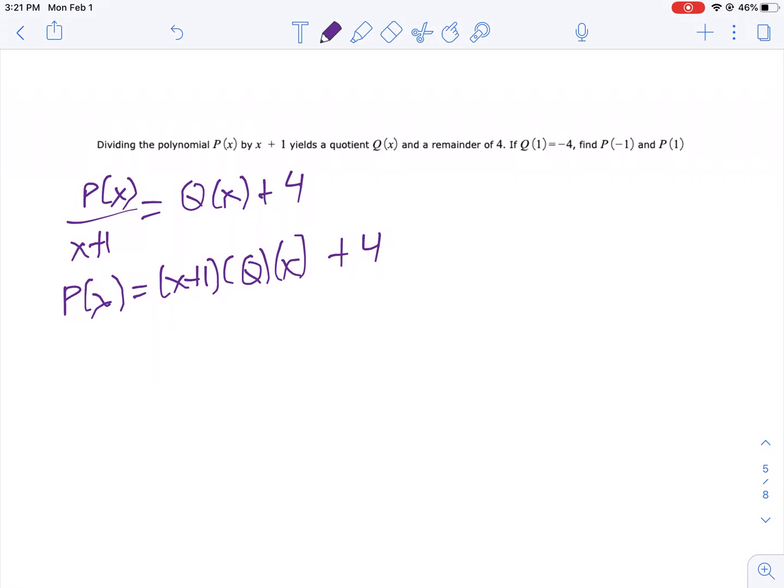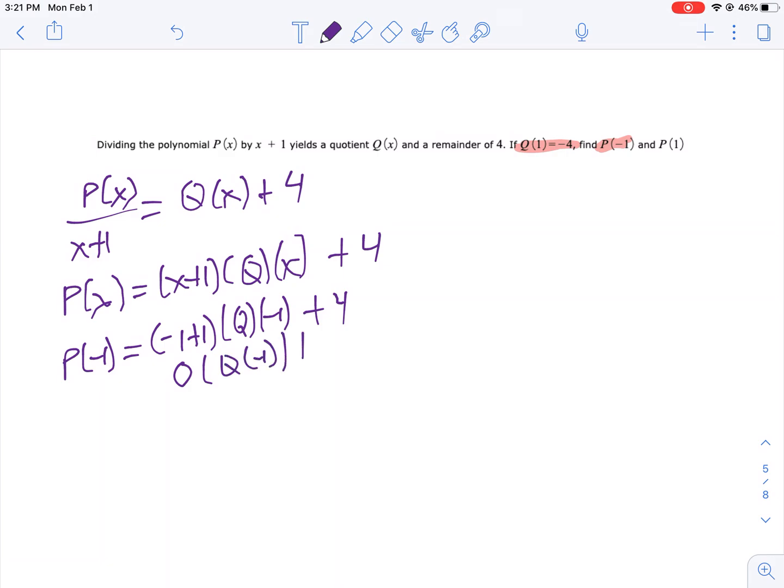Now we're told q of negative 1 is 4. We're supposed to find p of negative 1. Let's start there. So p of negative 1 equals negative 1 plus 1 times q of negative 1 plus 4. Well, as it turns out, negative 1 plus 1 is 0, isn't it? If we multiply that by q of negative 1 plus 4, anything times 0 is 0, so our answer is 4. So p of negative 1 equals 4.